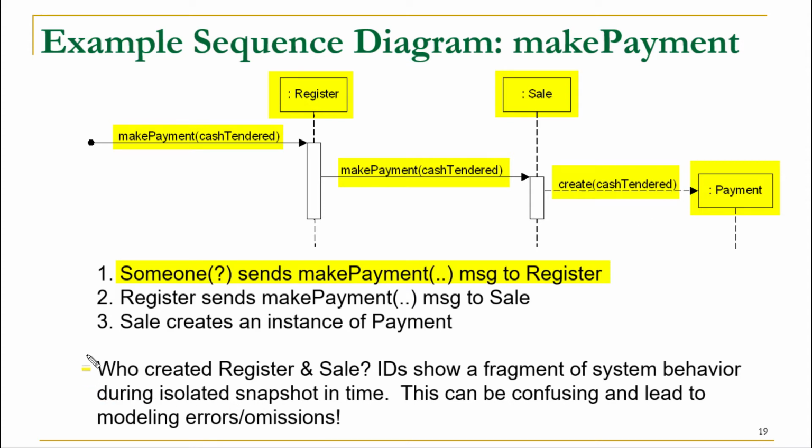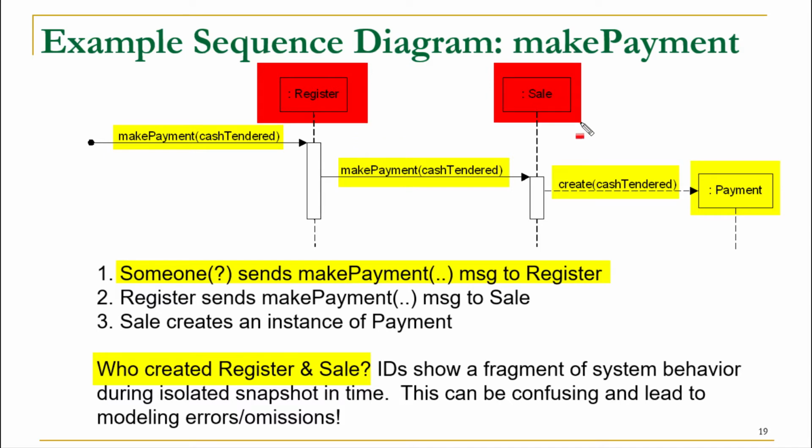What you must notice in this scenario is that it is not known who created the register or sale objects. As you know, this register and this sale object do not have any lines which represent when they are created. In contrast to that, this payment object is known to be created by this create call. These scenarios can be confusing at times while you're modeling, but in this case it is pre-assumed that register and sale objects were existing when we made a call to the make payment method.